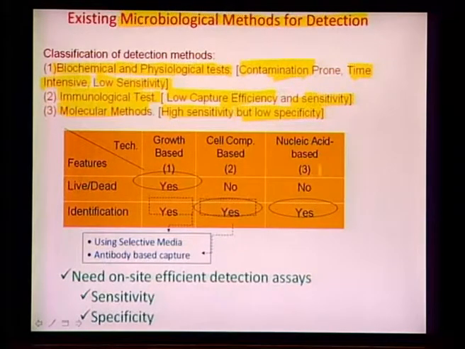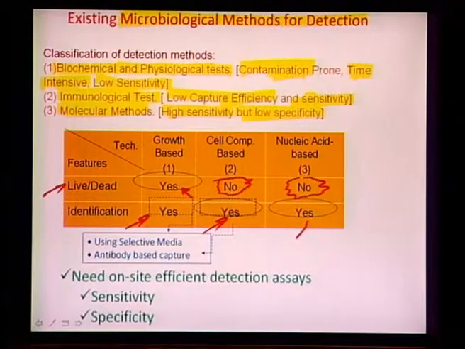Now, the question is that some of these tests, like let us say the biochemical or the physiological tests, which may include just plate culture and count or analytical profile index, essentially give a very good idea about the cell viability or whether the cells are live or dead, okay, as you can see here. However, you cannot compartmentalize the cells or identify the cells, neither can you identify the cells on the basis of its nucleic acids. The identification can be done by using the growth based method, the cell compartmentalization method, and the nucleic acid based method.